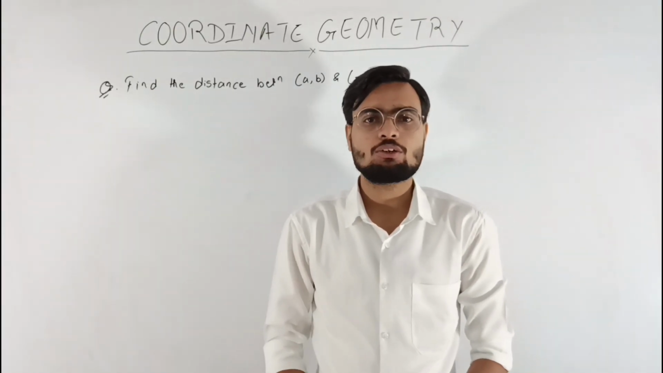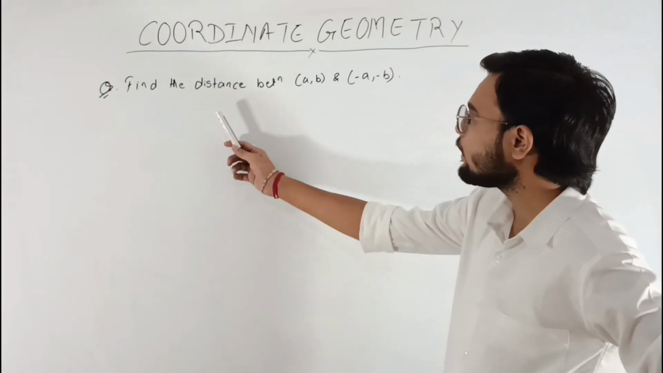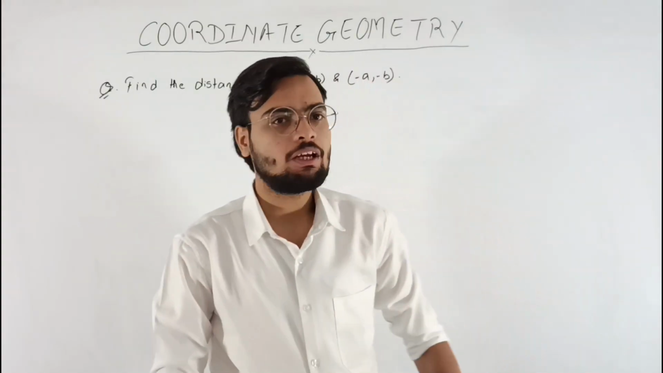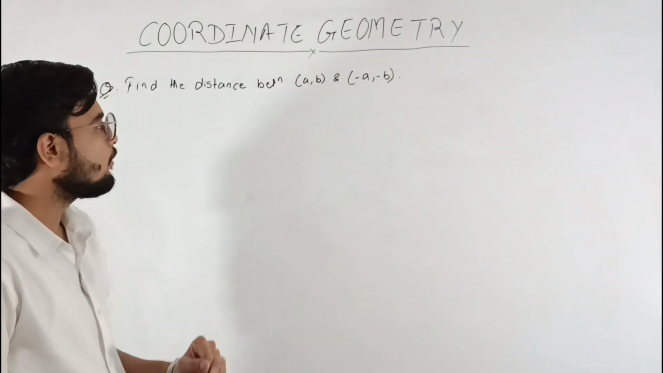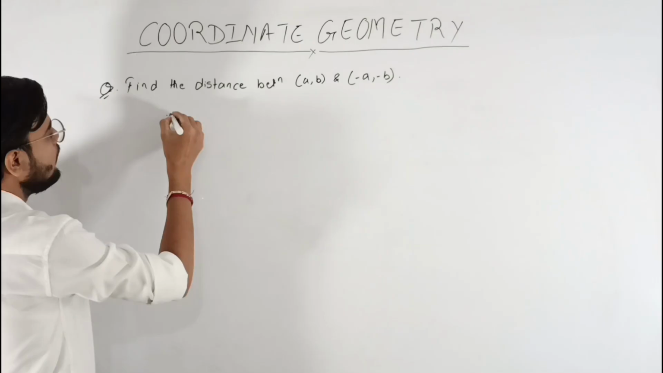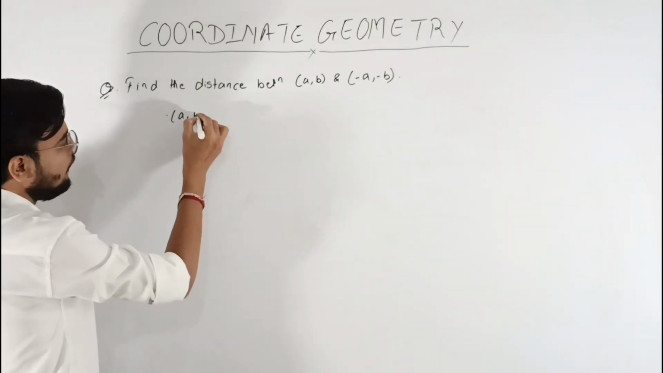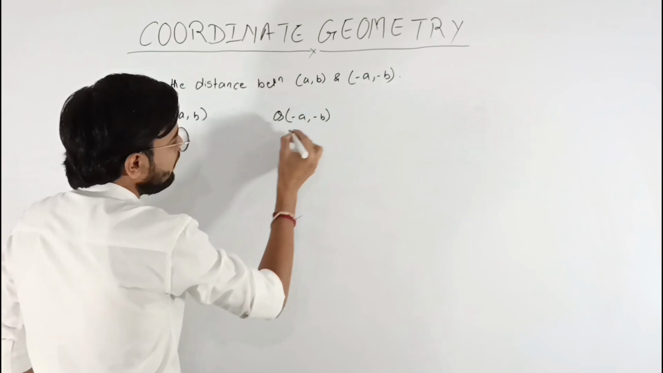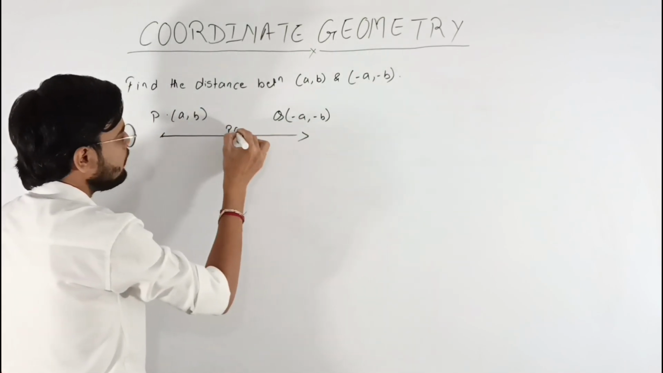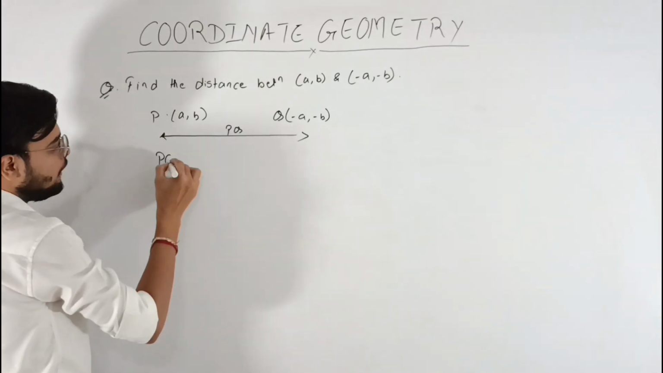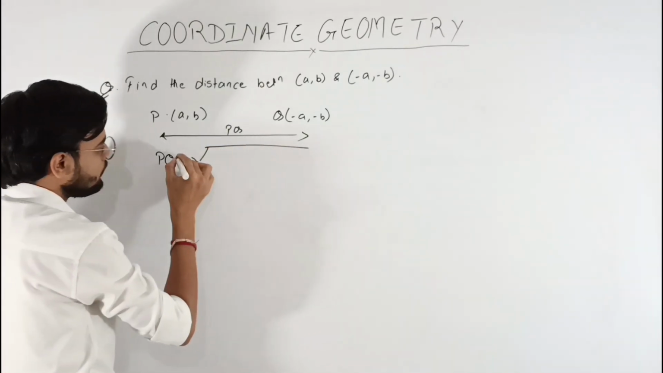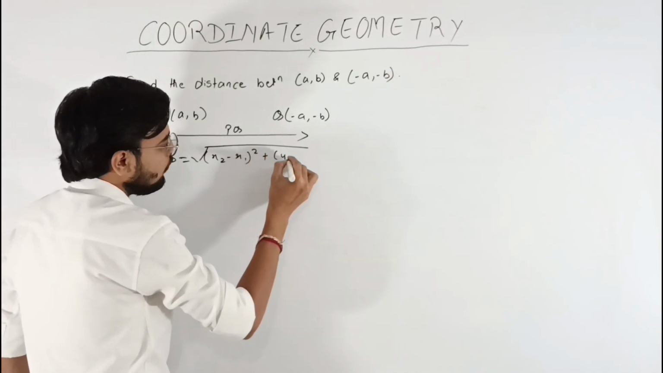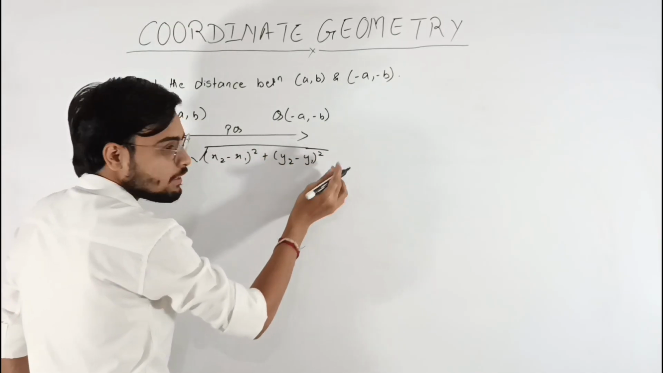Now let's practice some questions related to the distance formula. Our first question is: find the distance between two points (a, b) and (minus a, minus b). We have to find the distance between these 2 points. So first I write point (a, b) as P and the second, (minus a, minus b), as Q. We have to find the distance which is PQ. Now PQ is what? Under root, (x2 minus x1) square plus (y2 minus y1) square. This is our distance formula.